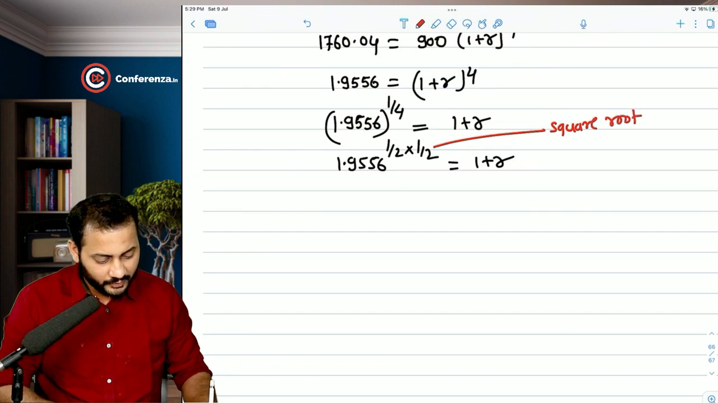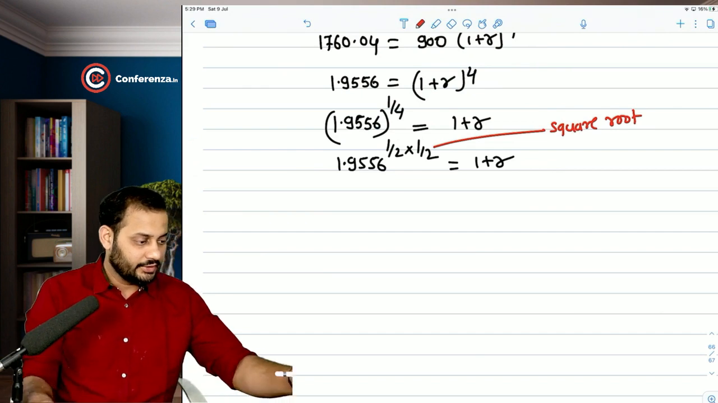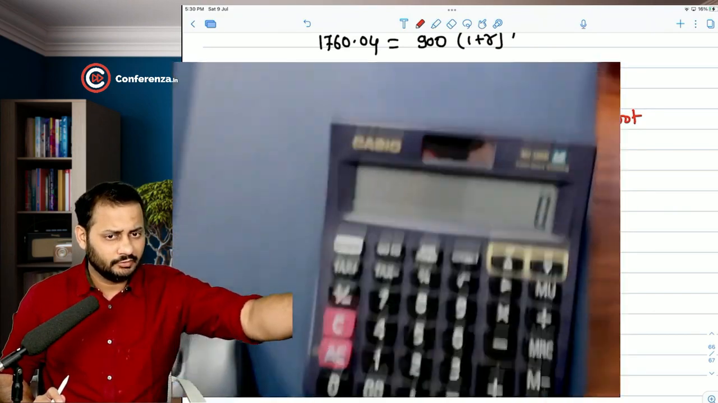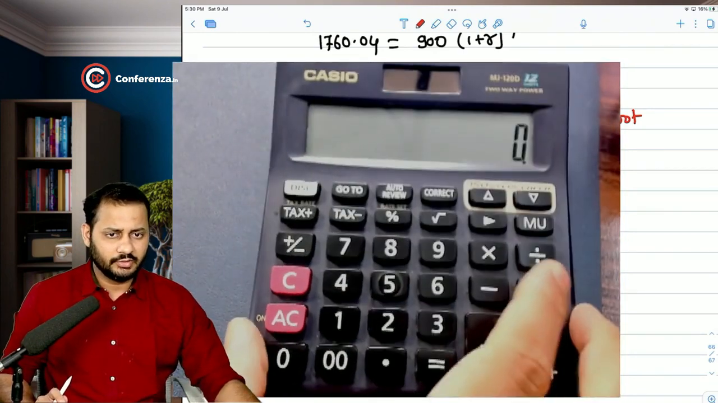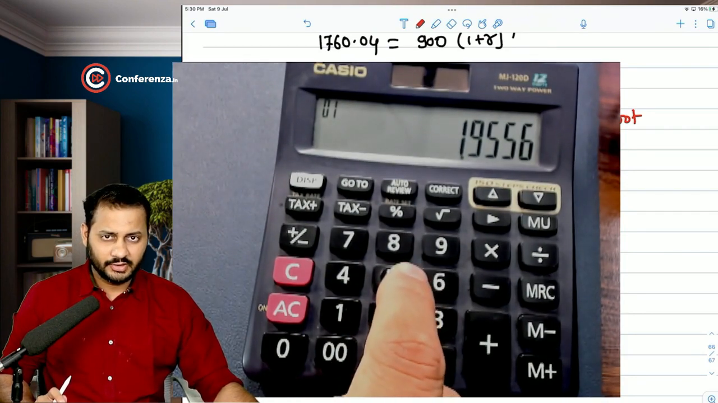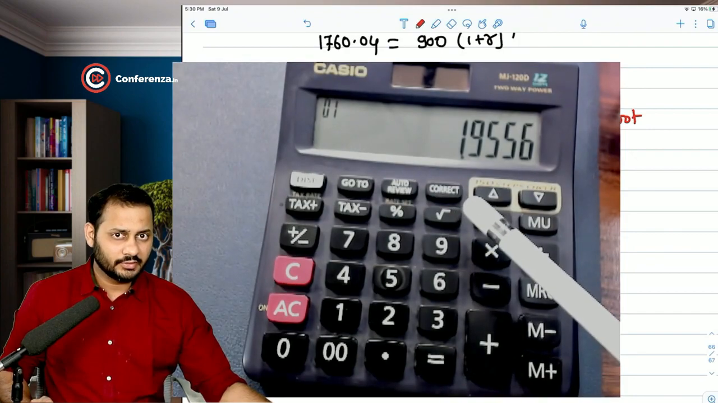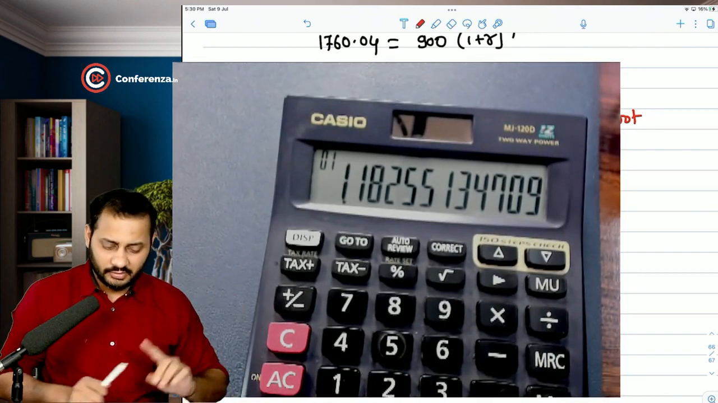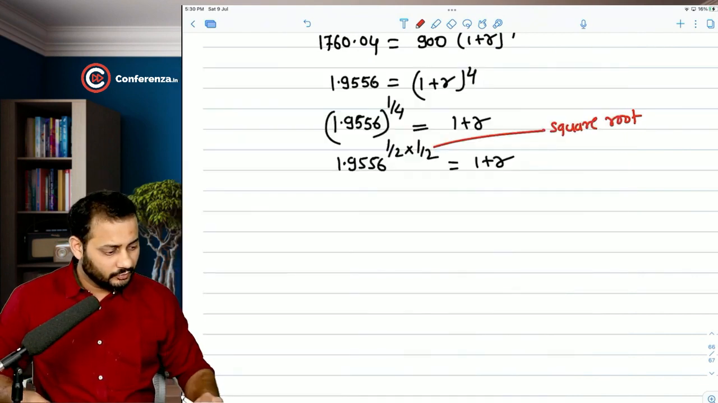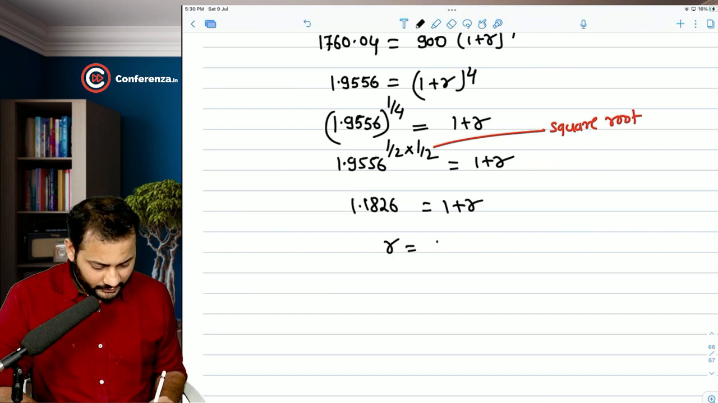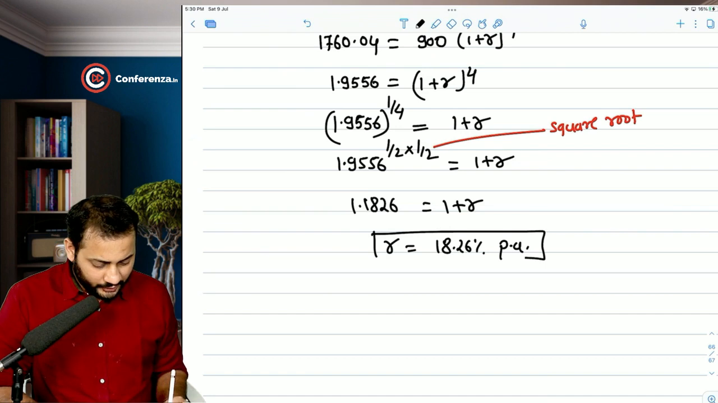So what you have to do is press the square root button 2 times. See how it's done. I will show it to you on the calculator. Can you see this? I will just bring it up to this level. So 1.9556 on the calculator, and then you press the square root button 2 times, because there are 2 square roots, 1, 2. The answer is 1.1826, rounded off. So 1.1826 is equal to 1 plus r. So r will be 18.26% per annum.